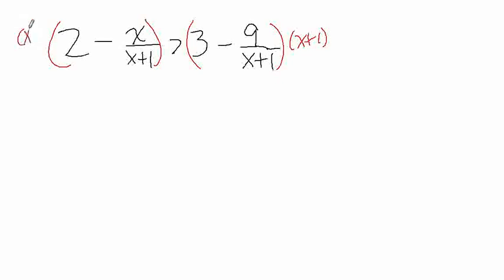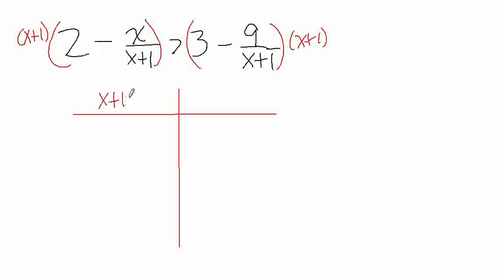I'll multiply, again, both sides by the least common denominator and then account for the possibility that the expression I'm multiplying by is positive and negative. x plus 1 positive, in other words, x plus 1 is greater than 0, and x plus 1 is less than 0. Okay, so distributing the x plus 1 gives 2 times x plus 1 minus x is greater than 3 times x plus 1 minus 9.